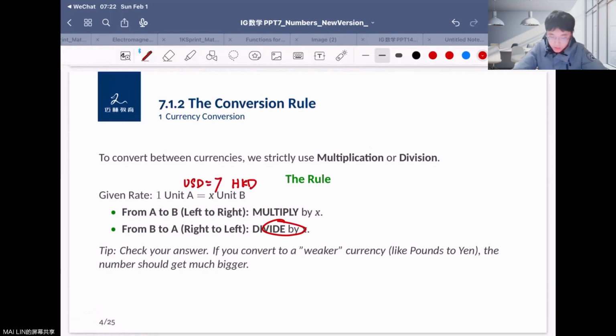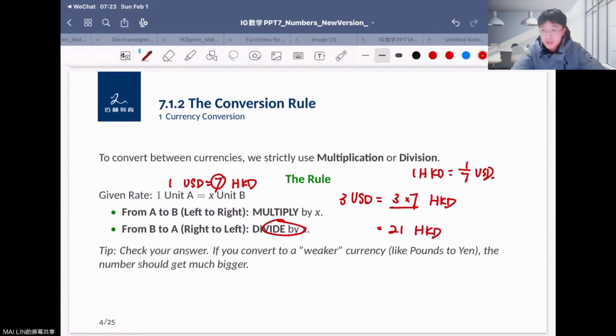If you have 3 US dollars, you can exchange for 3 times 7, because the ratio here is 1 versus 7. So you can exchange 3 times 7 Hong Kong dollars, and that is 21 Hong Kong dollars. And if you want to exchange 1 Hong Kong dollar into US dollars, that is 1/7 US dollar, right? That is the conversion rule.